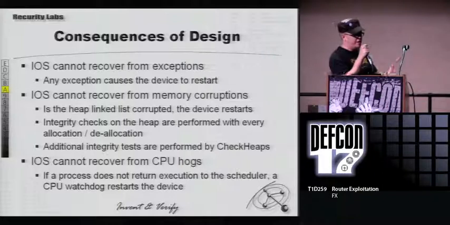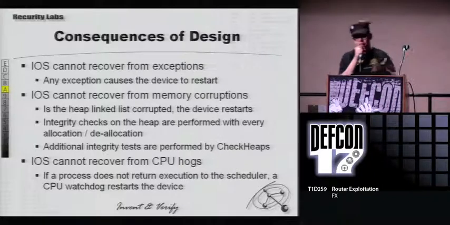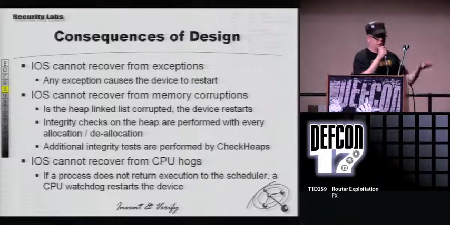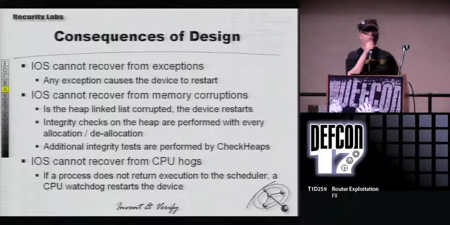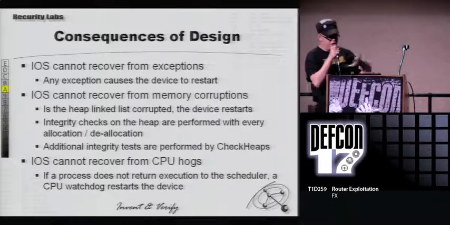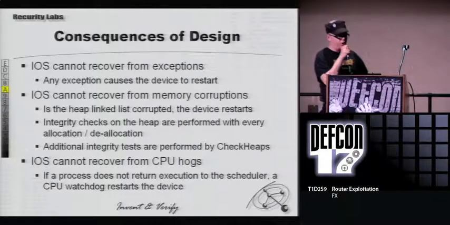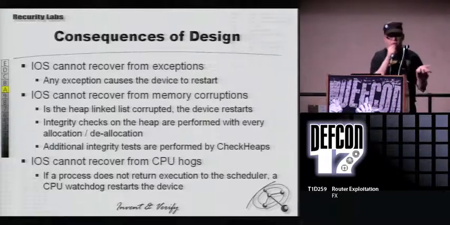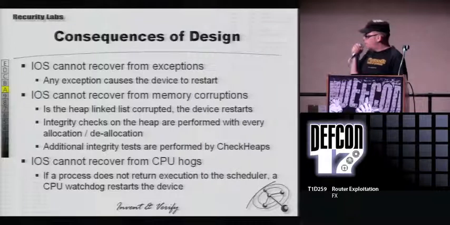So therefore, they actually have an additional process called check heaps that walks the heap and tries to find corruption in the heap. And if it finds it, it reboots the box. And it cannot handle CPU hogs. So Windows 95 task scheduling, right? One process eating all the CPU power. They actually have a watchdog, and the watchdog is saying, if it takes longer, I reboot. So anything else?